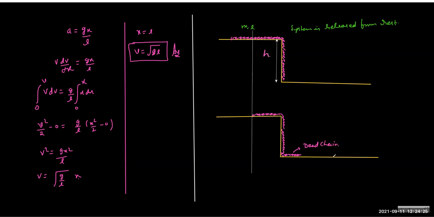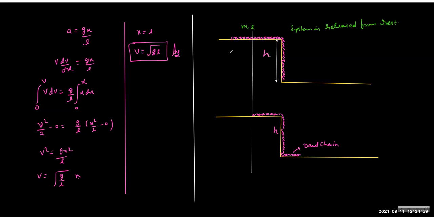Now what is the meaning of dead chain? The chain which will fall on the flat surface at the bottom will not contribute in motion, it will just accumulate there, or it will make a heap. It will just be kept zigzag on the surface. So what we are supposed to assume is that the entire chain is not in motion. Only the hanging part, which is always fixed, and the remaining part will be in motion.